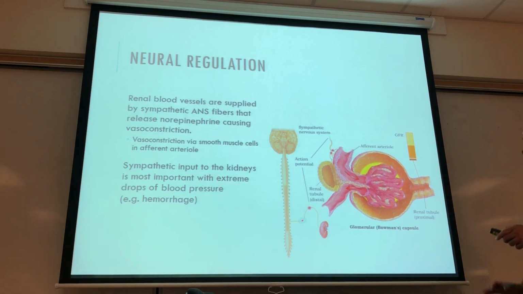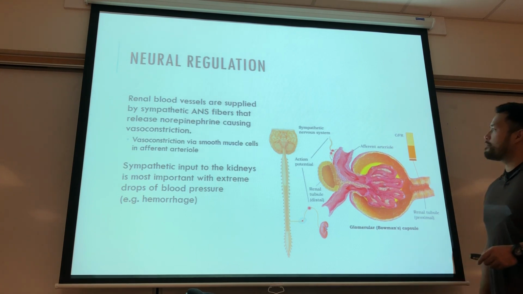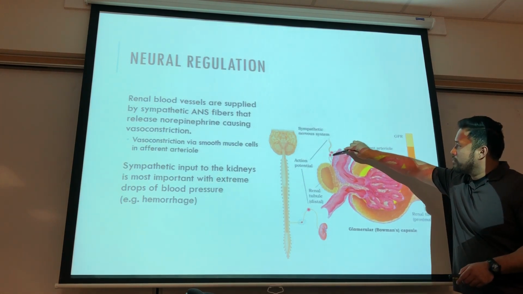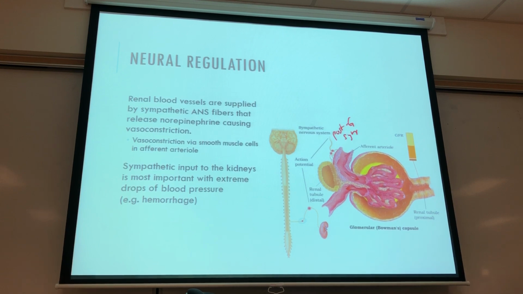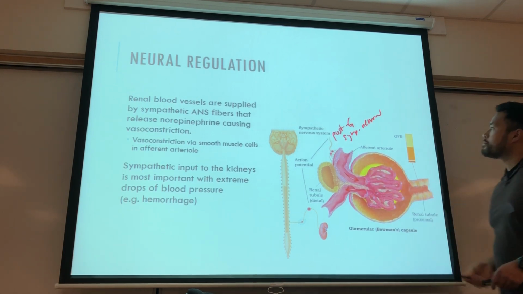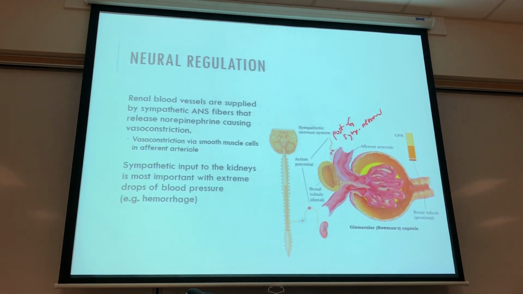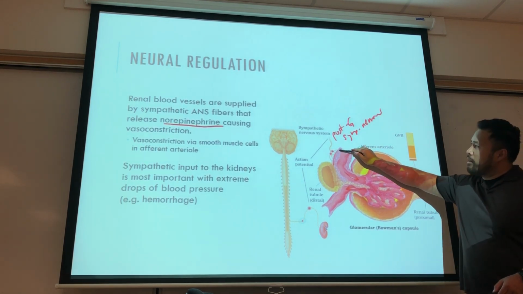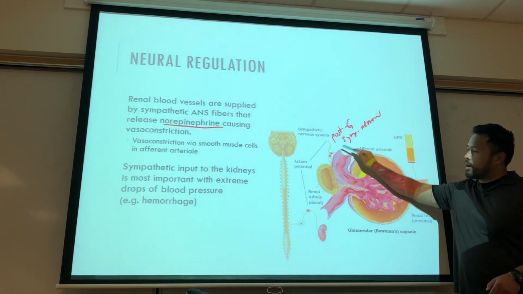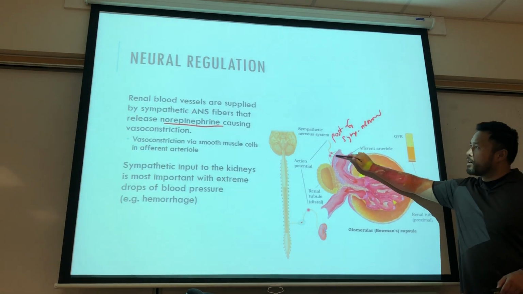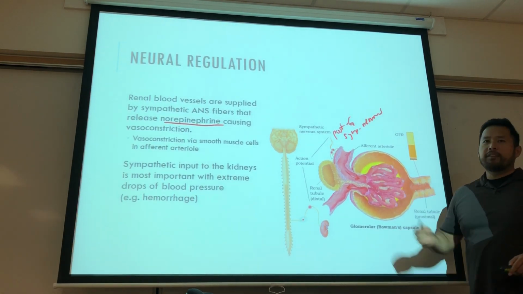We already established that the postganglionic fibers come in and terminate, so here's our postganglionic sympathetic neurons, that terminate on the afferent arteriole. They're going to be releasing norepinephrine. We have adrenergic receptors on these smooth muscle cells. And those adrenergic receptors receive norepinephrine and cause vasoconstriction.